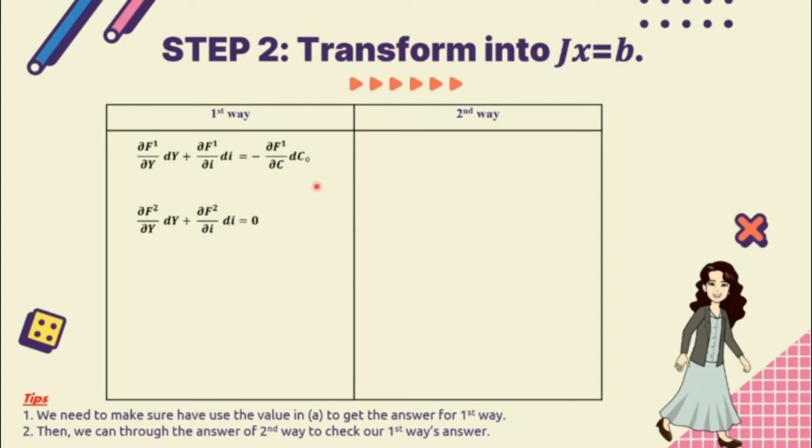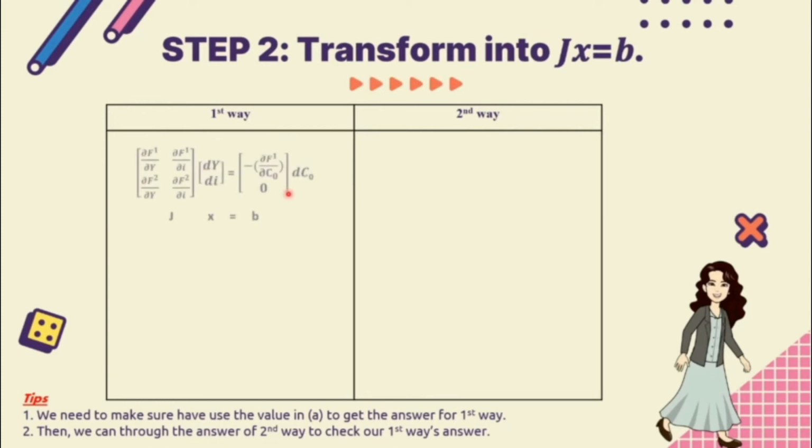We can see that it's a 2 by 2 matrix because it has 2 functions. For these 4 derivatives, we will take them to become the J matrix. And the two endogenous variables, dy and di, we will put into the X matrix. And then the right hand side, we will put into the B matrix. So we will insert like that.